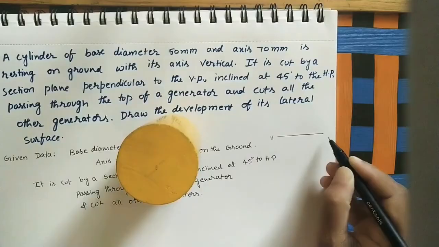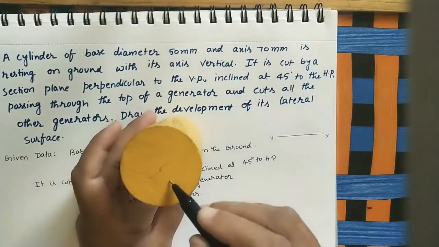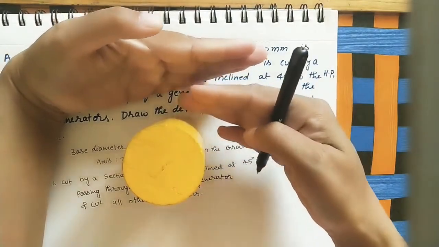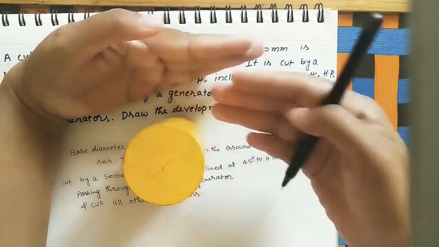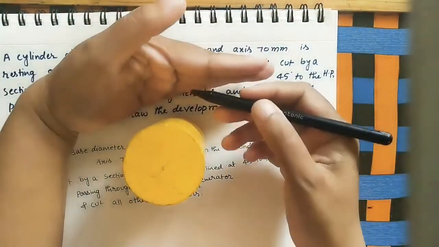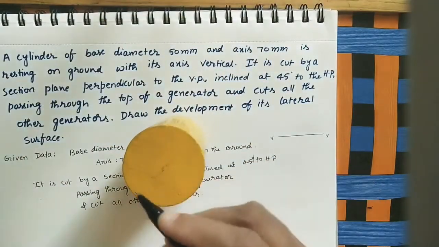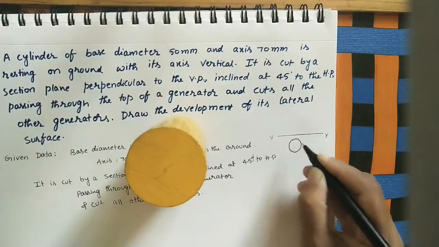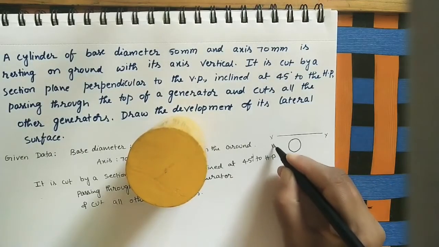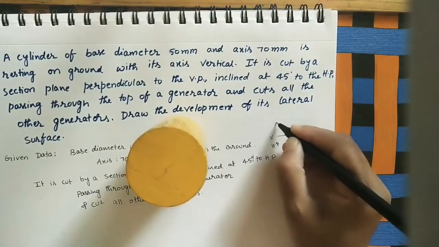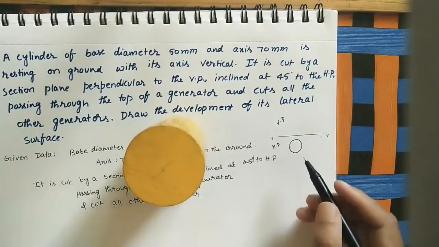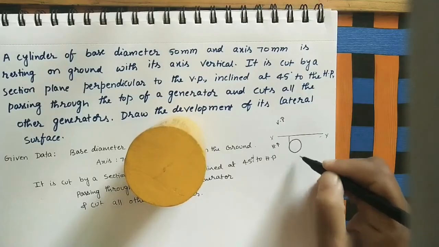This is the XY line. In the top view, as I told, it is a circle, but this is a vertical plane. The gap between this cylinder and the vertical plane is not given in the question. We can take any gap here. So after that gap we can see this circle. Here we can see the circle on the horizontal plane. This plane is called HP. Above the XY line the plane is called VP. In the horizontal plane we can see this circle. Now this is the top view.